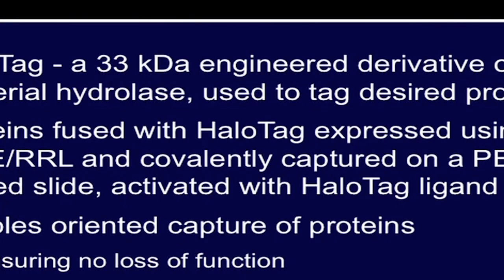The Halotag is a 33 kilodalton engineered derivative of bacterial hydrolase, which is used to tag desired proteins. The proteins which are fused with Halotag are expressed by using wheat germ extract expression system or rabbit reticulocyte lysate and covalently captured onto PEG containing slides. These are then activated with Halotag ligands. These Halotag arrays achieve oriented capture of proteins and thereby ensure no loss of function or minimal loss of function.